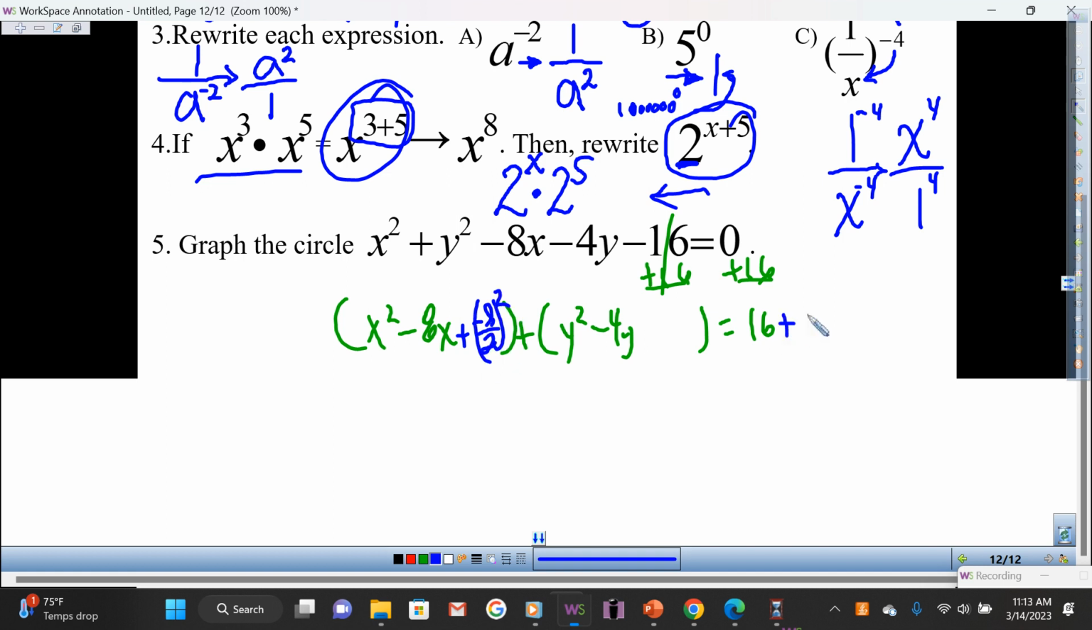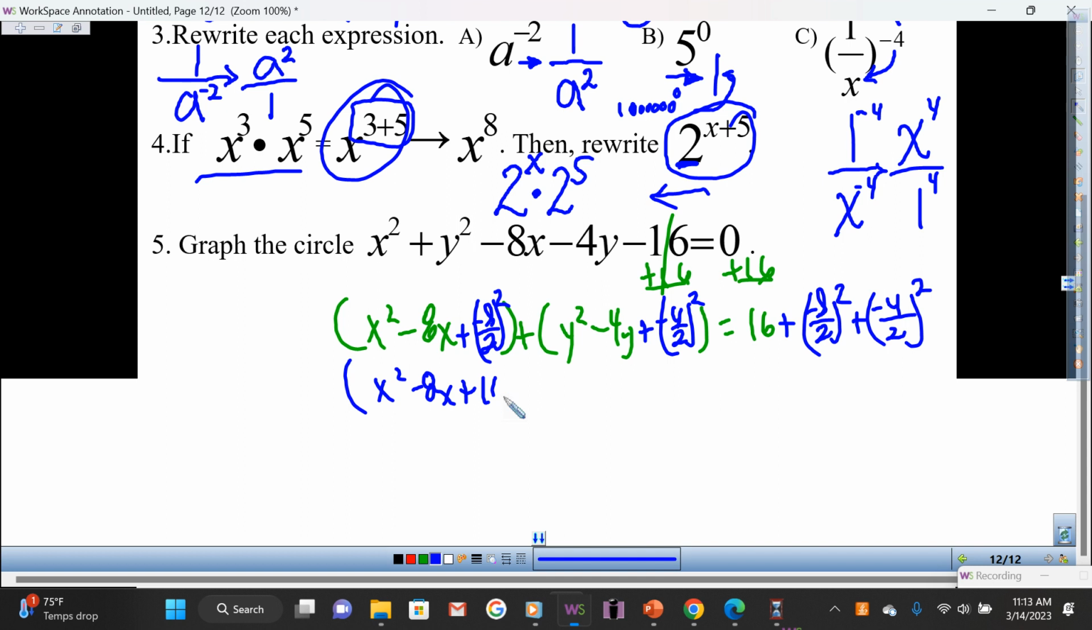To both sides: negative 8 over 2 squared and negative 4 over 2 squared to both sides. So I end up with x squared minus 8x plus 16 plus y squared minus 4y plus 4 equals 16 plus 16 plus 4. So the next step, I'm going to factor these and simplify this. 16 plus 16 is 32 plus 4, that's 36. Then the factors of this and the factors of this.